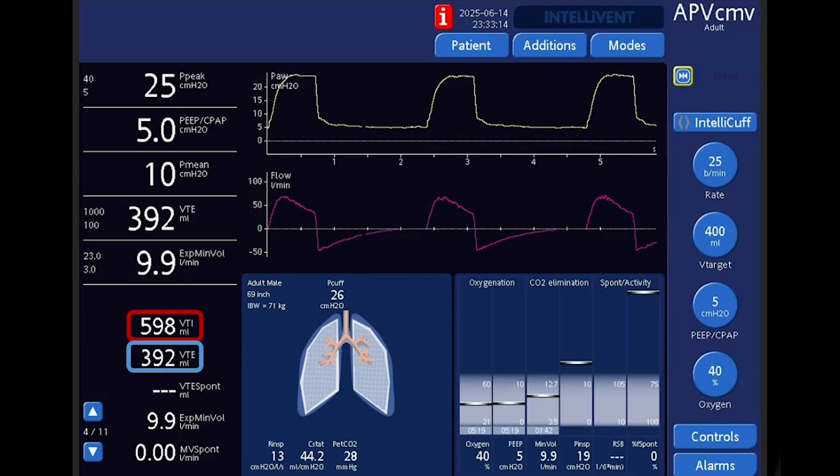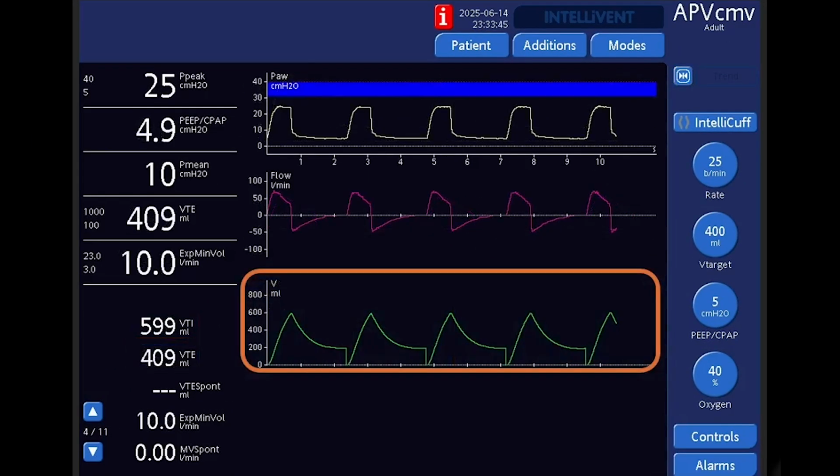The graphic representation of these numbers can be seen in the volume versus time graph highlighted in orange. The ascending limb of the volume-time graph represents how much volume was delivered. So in this breath, pointed by the arrow, that would be roughly 600 mL. The descending limb represents how much volume was returned. Note in this case that after going down from a peak of 600, the descending limb plateaus at around 200. This is because only 400 mL returned to the ventilator, since the other 200 leaked.